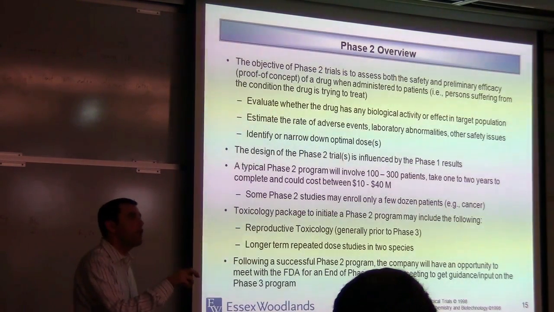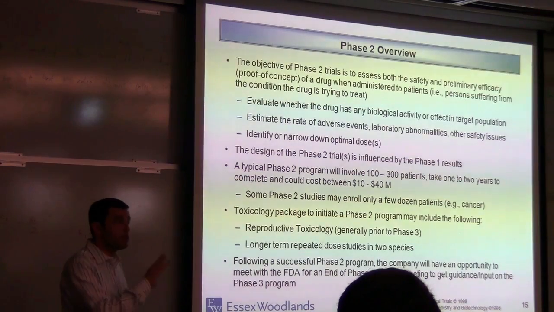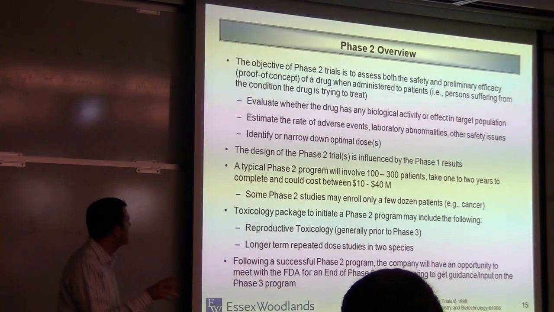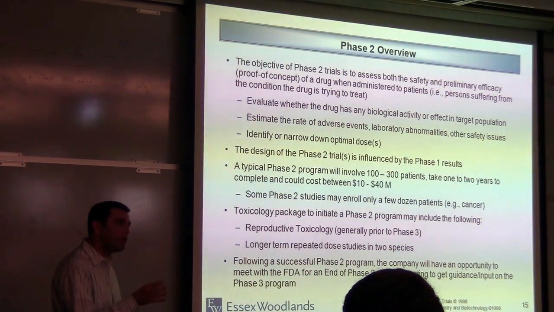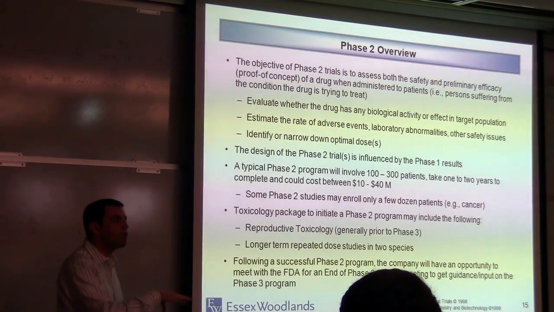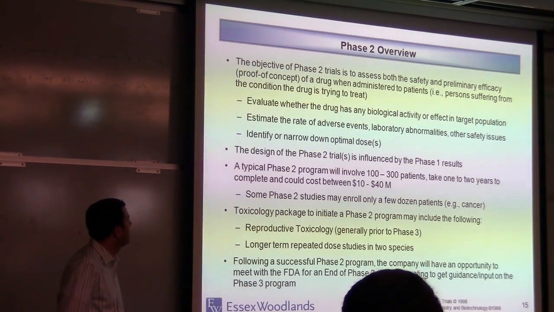You want to start narrowing down that optimal dose. So a lot of times in phase 2, you'll still take a couple doses in because you don't know what the best dose is yet. And it's going to be heavily influenced by what you've seen in your phase 1 as well as all the preclinical work that you've been doing.